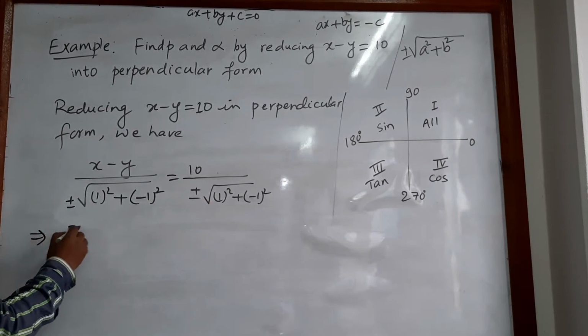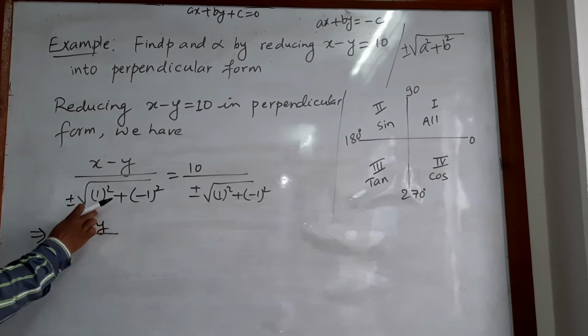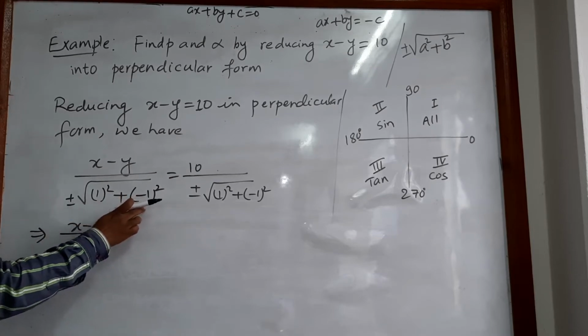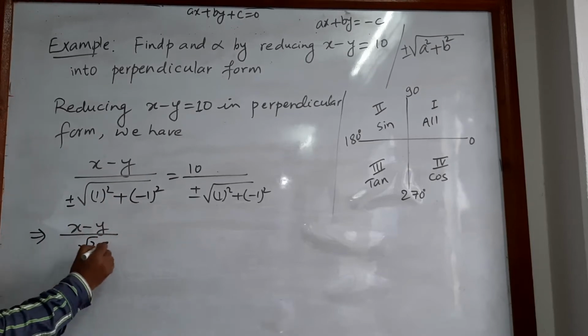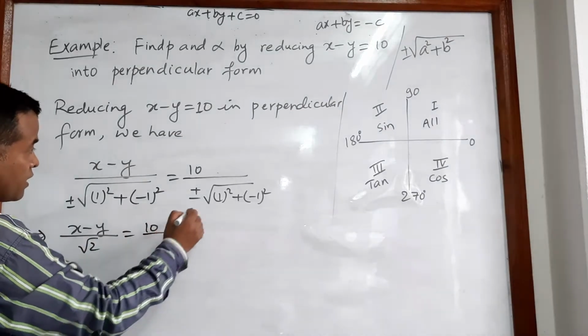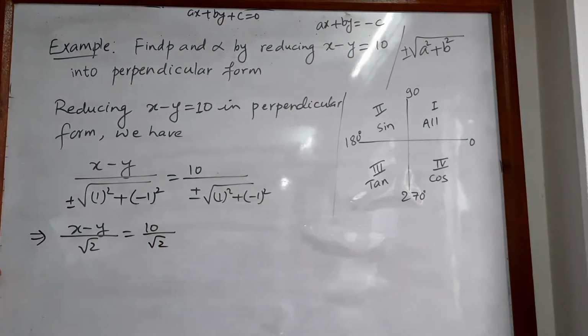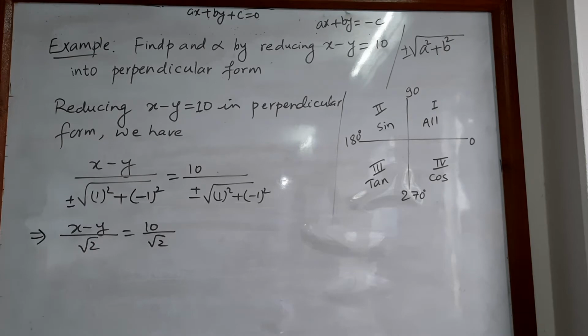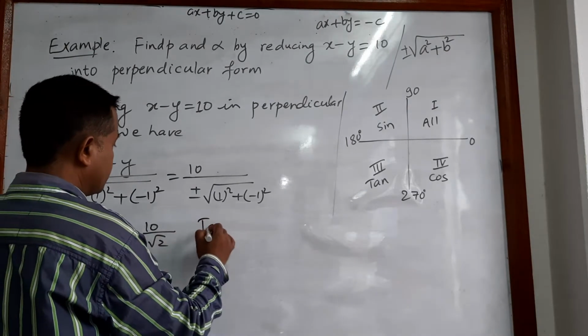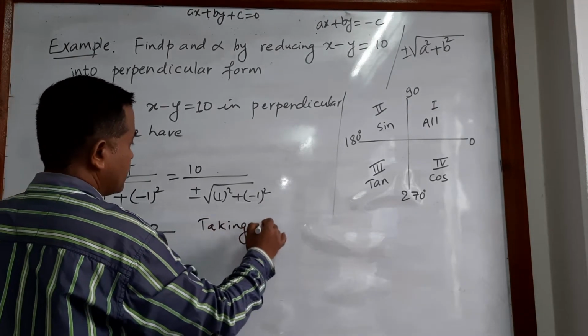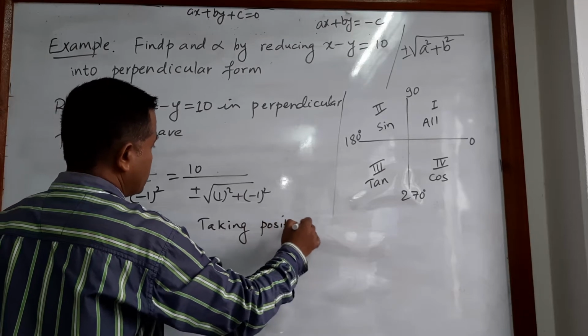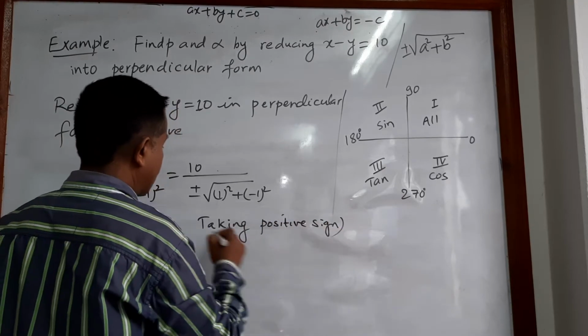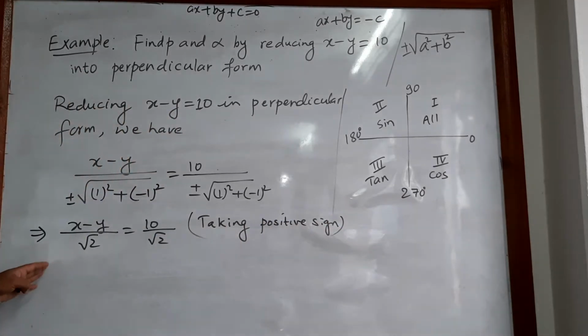So this becomes x minus y over root over 1 square is 1 plus minus 1 square is also 1, so it will be root over 2, equals 10 over root over 2, taking the positive sign on both sides.